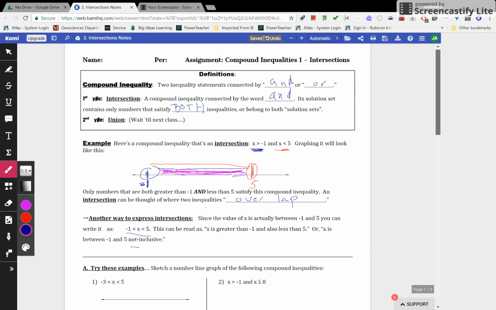And here, notice this word here, not inclusive. That means there's no equals. x can't be equal to -1 and x can't be equal to 5. And we know that because these are open circles. If they were closed in, filled in, if it was -1 is less than or equal to x is less than or equal to 5, then we would say inclusive in this sentence. But since this is not inclusive, we say not inclusive. So those are key words. The other thing you're going to need to know for your homework is that sometimes we use this fancy Greek symbol. It looks like an upside down U, and that is read intersection.